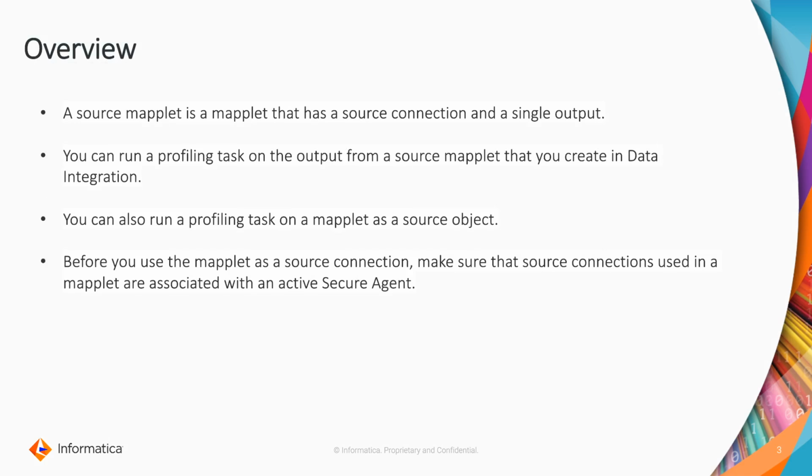A source maplet is a maplet that has a source connection and a single output. You can run a profile task on the output from the source maplet that you create in data integration, and also you can run a profiling task on a maplet as a source object. Before you use this source maplet as a source connection, make sure that the source connections used in the maplet are associated with the active secure agent machine.